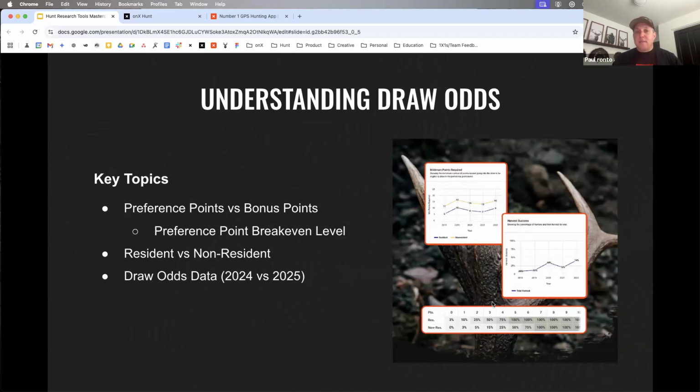And then draw odds data. This is a big question we get all the time, is when are you going to update your draw odds data? You'll see in our tool, we have a little tag that says the date for each of our draw odds results. And right now it says 2024. And everyone asks, when are you going to update to 2025? Well, 2024 is the most recent year for our draw data. This is mainly because the 2025 draw hasn't happened yet.